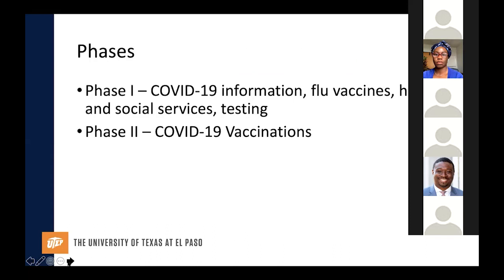So for this first year, we have divided the project into 2 phases. In phase 1, we are providing COVID-19 information regarding flu vaccines and where to obtain them, testing sites, and health and social services pertaining to each of our communities. For phase 2, we'll be focusing on educating regarding COVID-19 vaccinations. Next slide, please.